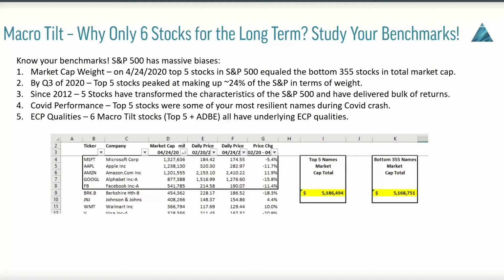These 5 stocks have since transformed the characteristics of the S&P 500 and have delivered the bulk of the returns over that time. During COVID, these top 5 names were some of the most resilient names during the COVID crash. These 6 names also have many underlying ECP qualities that we've discussed over the last several weeks, and we utilize a total of 6 macro tilts. So it's the top 5 names that I have circled here plus Adobe Systems.